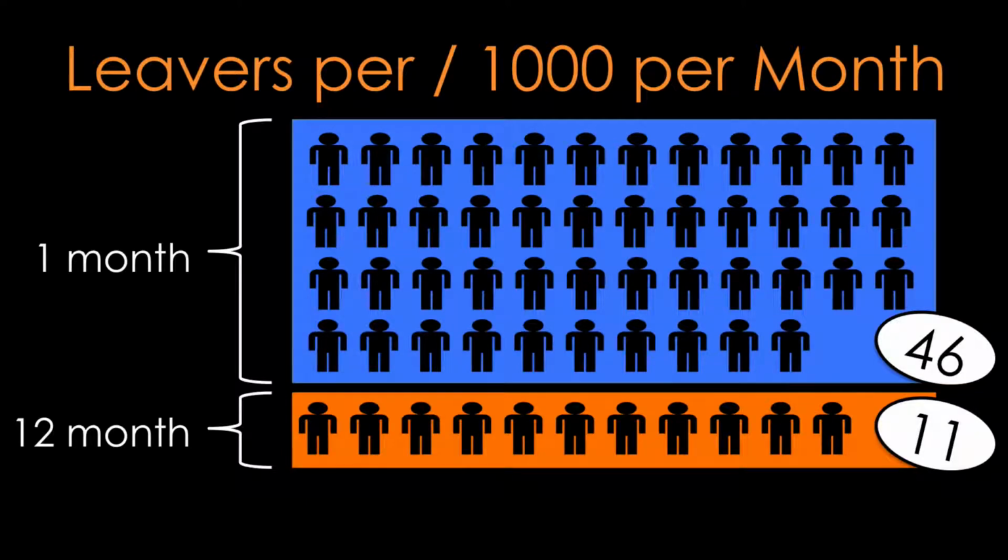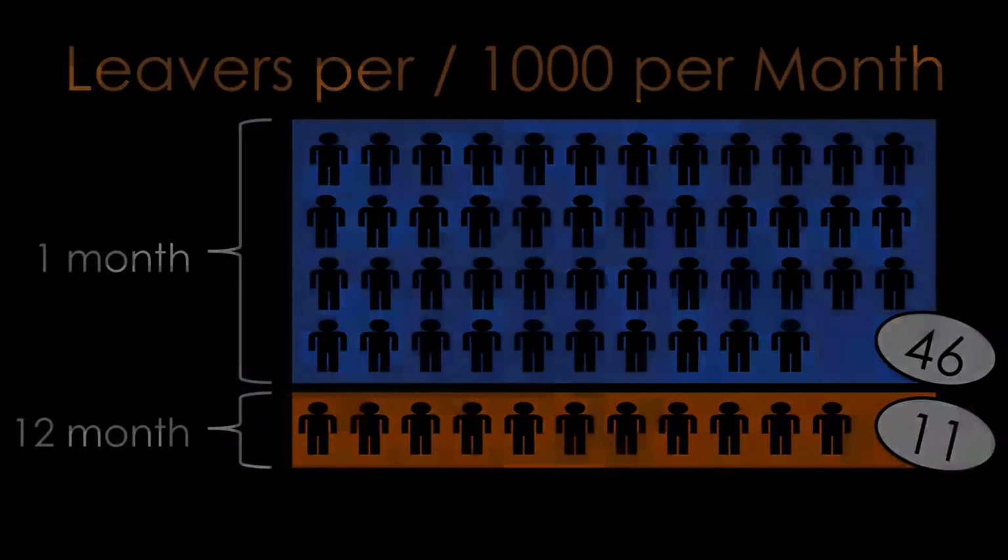And we look at the contract types. Those people who are on a 1-month contract, they quit at a rate of 46 per 1,000 per month. However, those people who are on the 12-month agreement quit at a rate of 11 per 1,000 per month. So independent of the total amount of contracts of each type that we sell, we can see that those people on a 1-month agreement quit much more rapidly than those people who sign up to a 12-month contract.